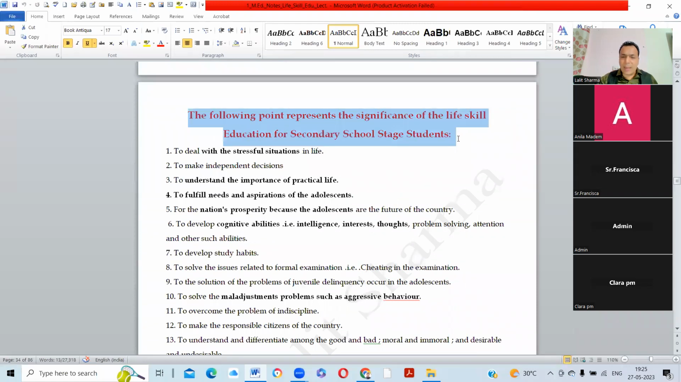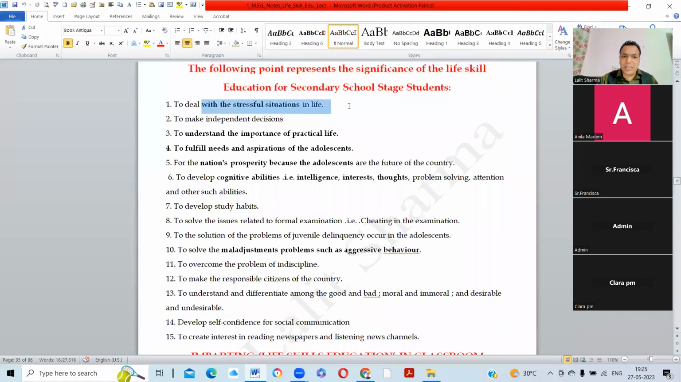The following points represent the significance of life skills education for the secondary school stage. To deal with stressful situations, to understand the importance of practical life, right? To develop the cognitive life skills: critical thinking skills, analytical skills, problem solving skills, coping with pressure, coping with peer pressures. Okay, so you have to develop all this among the students.